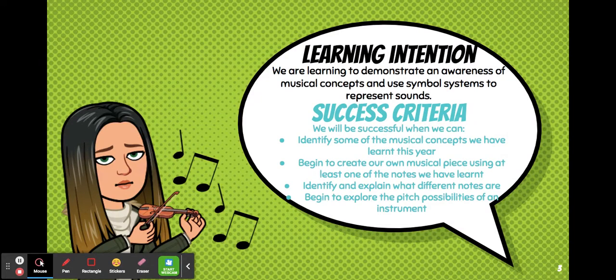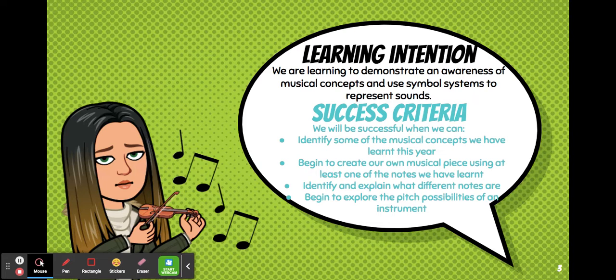Our learning intention is that we are learning to demonstrate an awareness of musical concepts and use symbol systems to represent sounds. And remember, when we're talking about symbol systems in music, we're talking about the stave, the staff, the different types of notes, the duration of the different notes. So if it's a crotchet or a minim or a quaver, we're also talking about the tempo, so how fast or how slow the music's going to be played, and how can we tell our musician or our player what the tempo is or what pace the music should be played at.